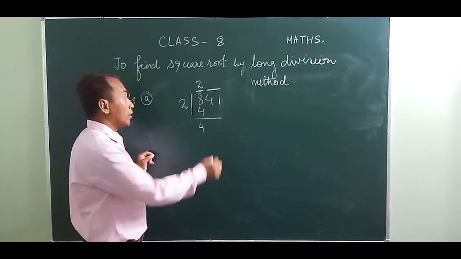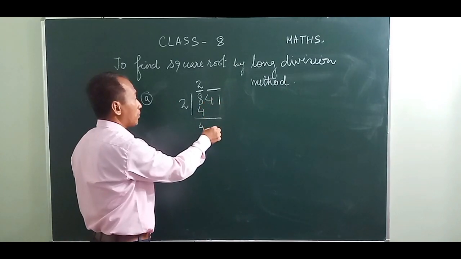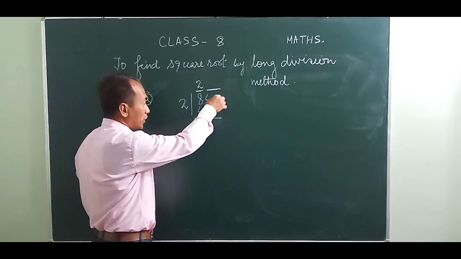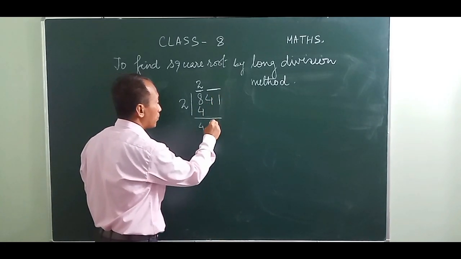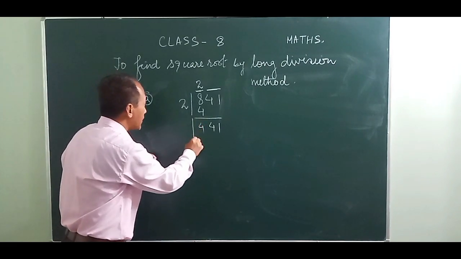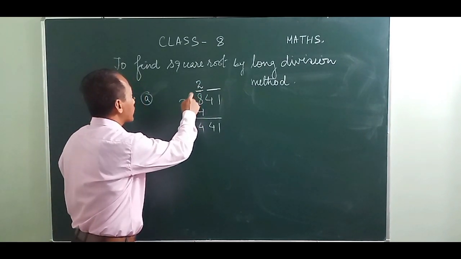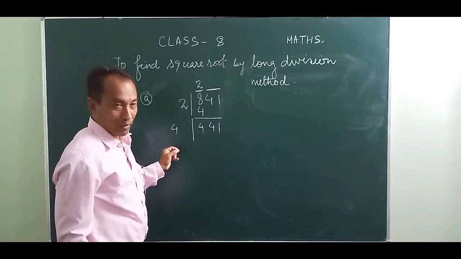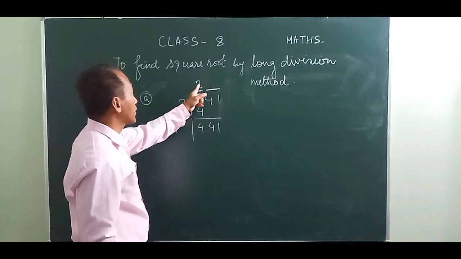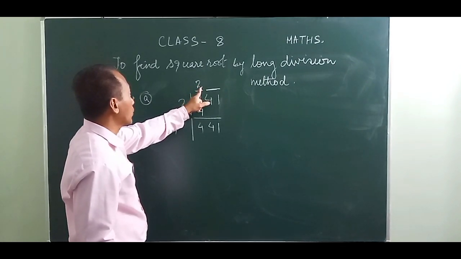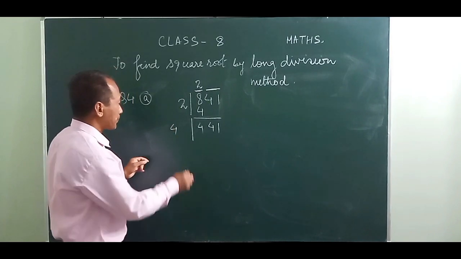Unlike division, we cannot take down only one number. We have to take down both the numbers. 41, you have to take down both the numbers. Next step is 2 plus 2, 4. You have to take twice the number of this number. So what is the twice of 2? Twice of 2 is 4.